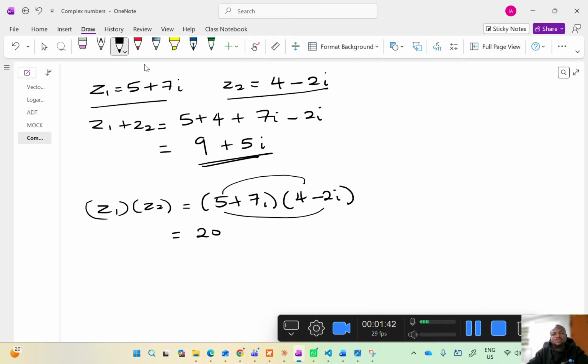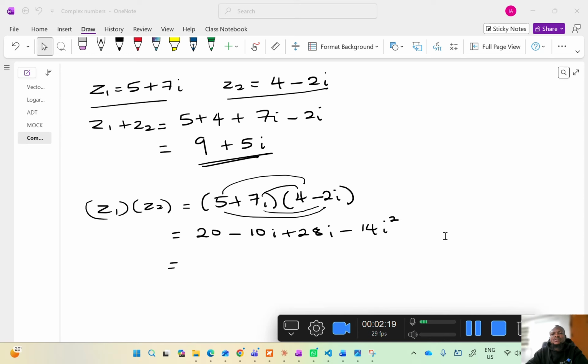That becomes 5 times 4 is 20. Okay, 5 times minus 2i becomes minus 10i. 7i times 4 becomes plus 28i. Then 7i times minus 2i is minus 14i squared. So 20 minus 10i plus 28i minus 14i squared. Now then you add them in.